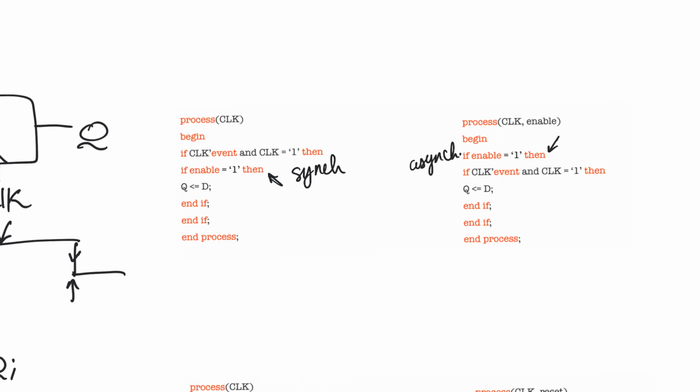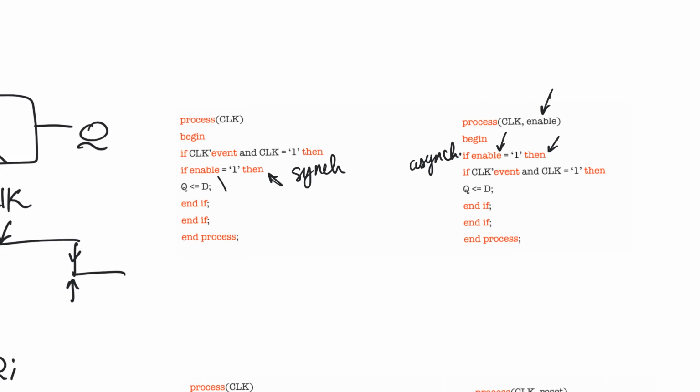So the asynchronous enable will change the enable or disable of the register regardless of the clock. But the synchronous enable will change from enabling to disabling only on the edge of the clock. Notice that when we use an asynchronous enable, we have to include the enable in the sensitivity list, because a change in the value of enable must cause us to reevaluate the process, because if enable changes to zero, we have to go and reevaluate the process and block anything from happening. This is regardless of what the clock does.